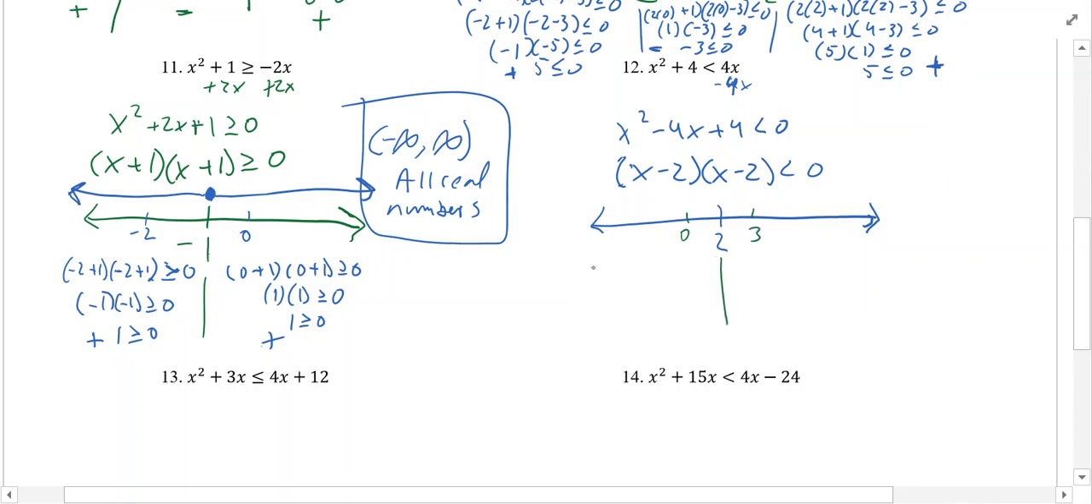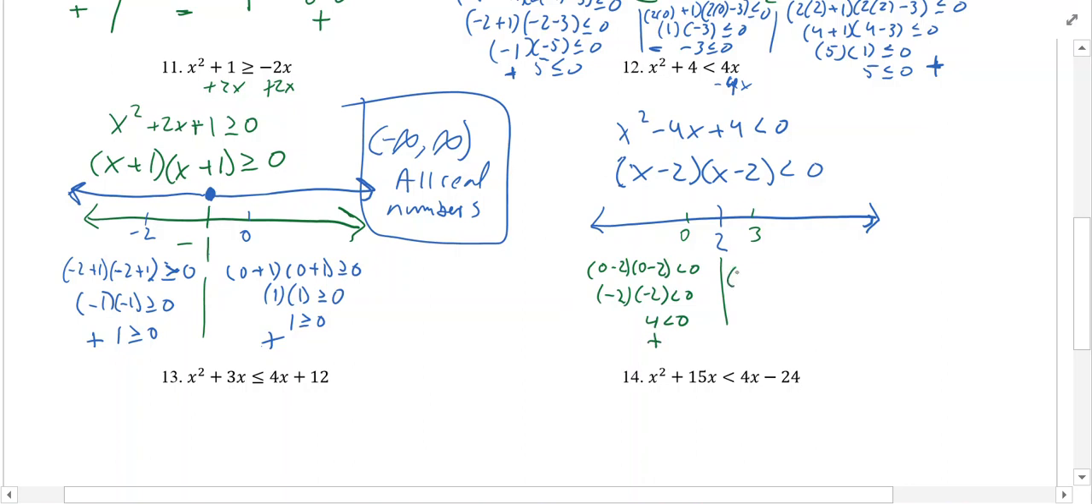So when I check 0 over here, I'm going to get 0 minus 2 times 0 minus 2, which is less than 0. So this is negative 2, negative 2 is less than 0. So I get 4 is less than 0. So that means it's going to end up as a positive.